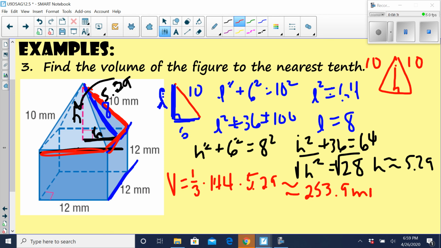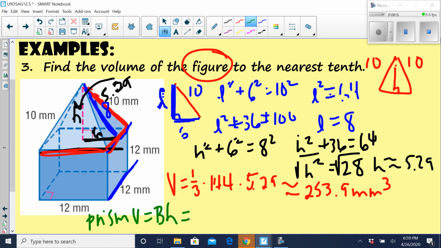This time I can label it millimeters cubed. And then what we need to do is find the volume of the full figure, not just that pyramid. Okay, so if I think back to last week, to find the volume of a prism, I take the area of the base times the height. Well, for this prism, the base is still going to be the same as the area of the base of the pyramid.